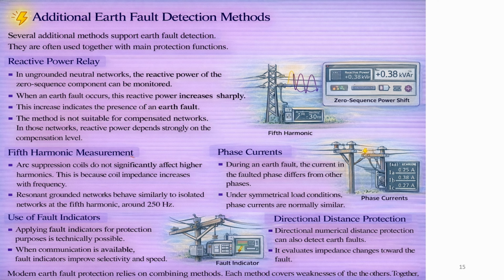Directional numerical distance protection can also detect faults. It evaluates impedance changes towards the fault. This method works best when the network parameters are well known. It complements other air fault detection techniques. Modern air fault protection relies on combined methods. Each method covers the weakness of the others. Together, they ensure reliable and selective air fault detection.